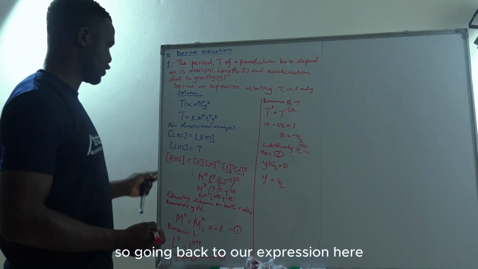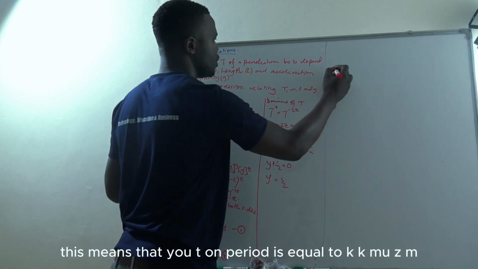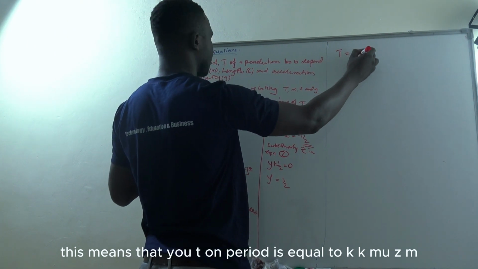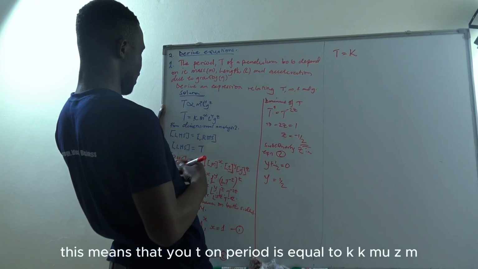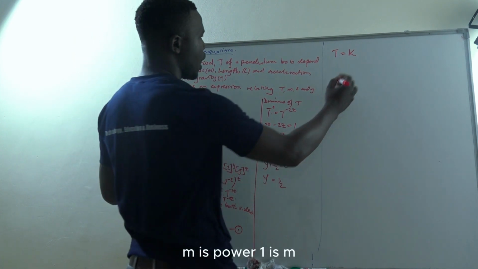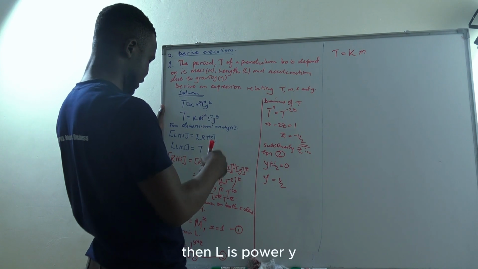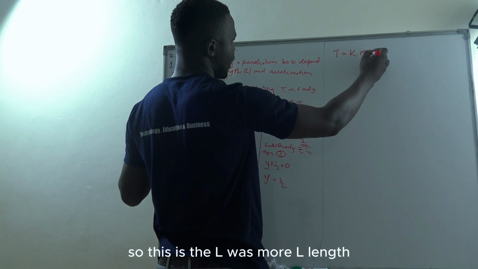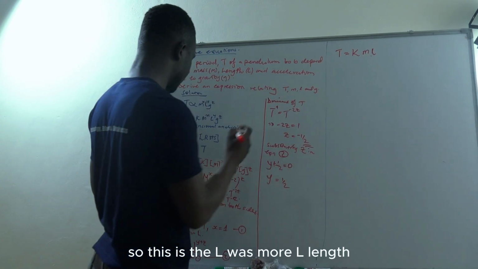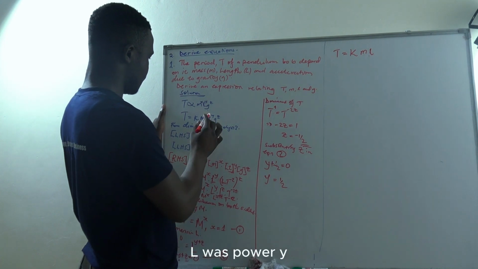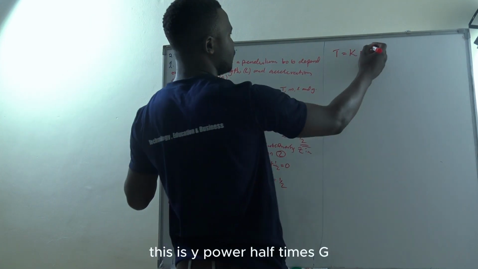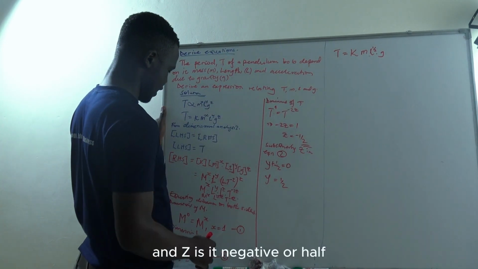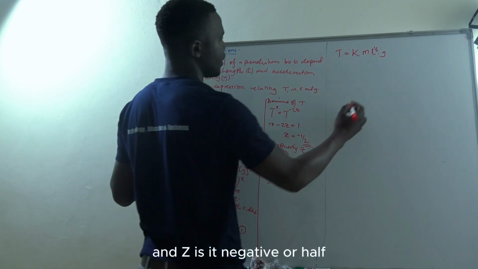So going back to our expression, this means that T, or period, is equal to k times m, since m is to the power 1. Then l, the small l, length, is to the power y, and the value of y is a half. Times g, which is to the power z, and z is negative a half.